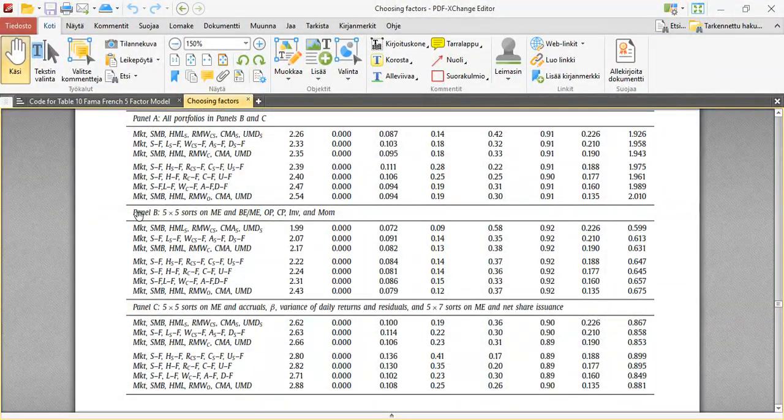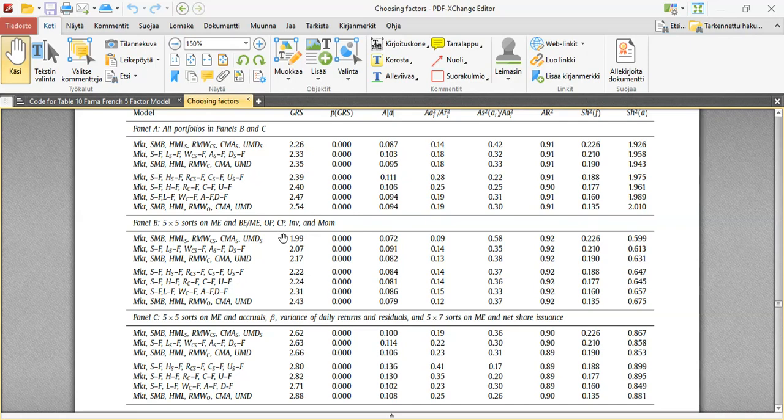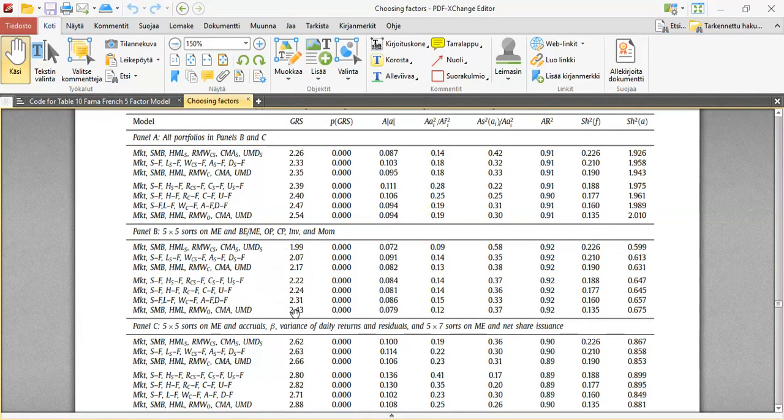So now in panel B, they use different test assets. What you see here are 5x5 sorts on market equity and book equity to market equity, operating profitability, cash profitability, investment, and momentum. So they use different types of test assets here. And what we see again in the first column is that the GRS test increases as we move from the first model to the last model. So the conclusion is still the same.